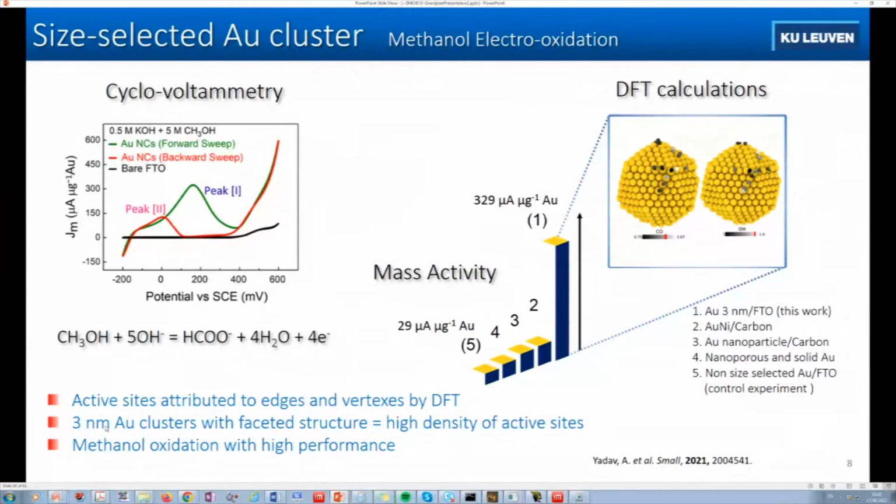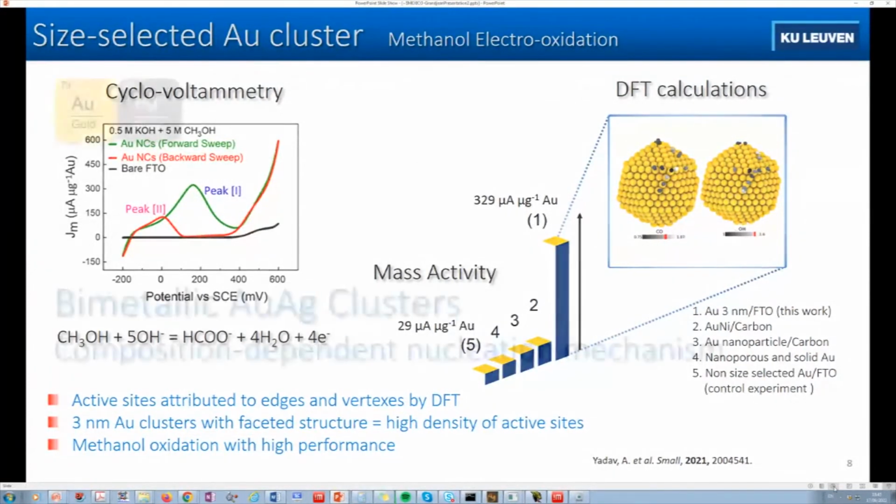And the good thing was this size, because of course, the shape of the cluster is also depending on the size. And for this 3 nanometer, we see a very nice faceted structure with a high density of active sites. So I think this is an interesting point, because at the beginning I was not very optimistic in terms of novelty, but you see, even with gold, you can see novel things.